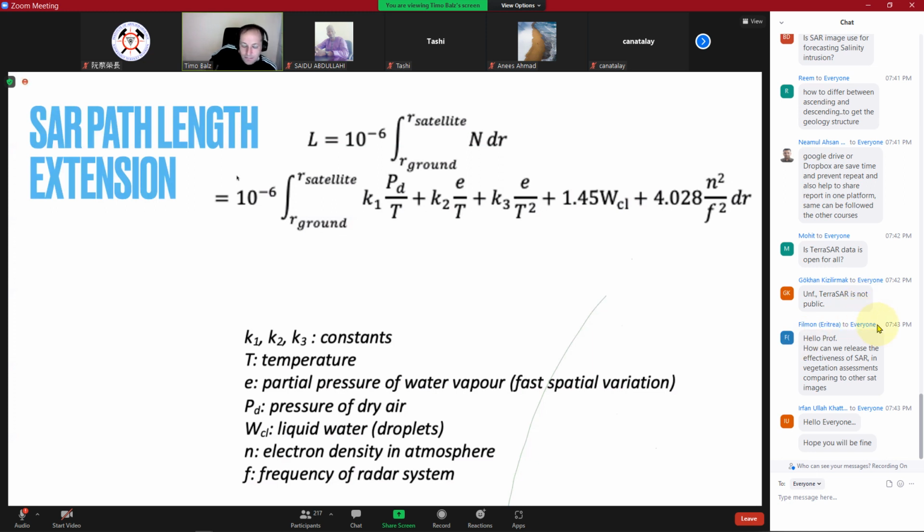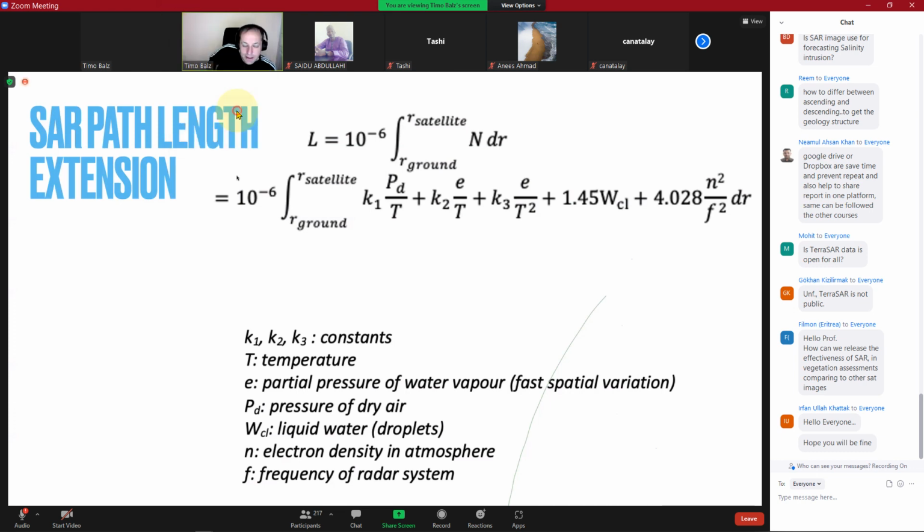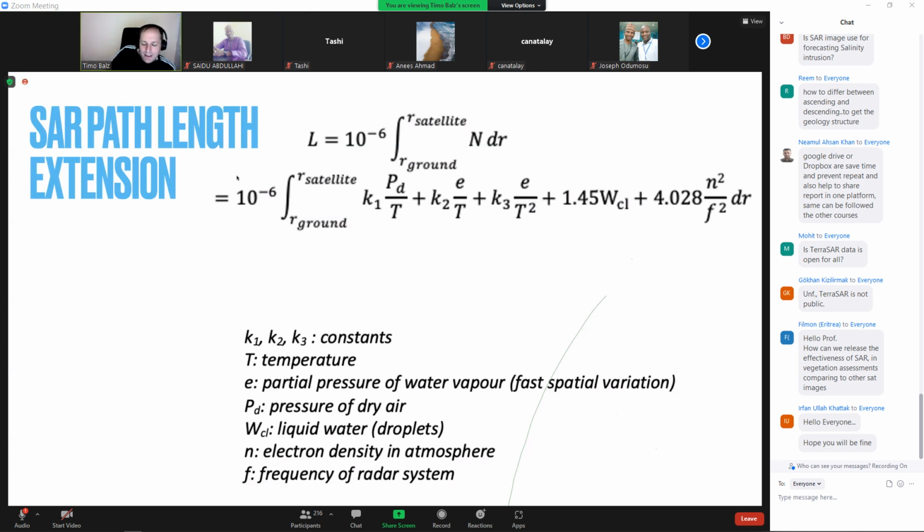And we know that very well because it's the same effect that we have on GNSS signals and GPS signals, right? And it's calculated in the same way. You have here the equation based on the temperature, the partial pressure of water vapor, the pressure of dry air, the amount of liquid droplets, and the electron density in the atmosphere. You can calculate the path delay. Typically, the problem is that you do not have these values in the resolution that you would need them.